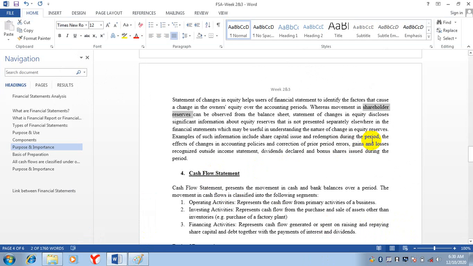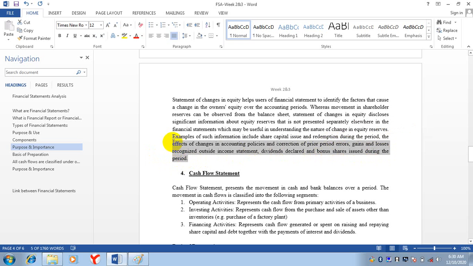So examples of such information include share capital issue and redemption during the period. Now this thing is not mentioned in the balance sheet. Share capital issued and redemption during the period. The effects of changes in accounting policy. This thing is not mentioned in the balance sheet. Correction of prior period errors. Gains and losses recognized outside the income statement. These things are not mentioned. Dividends declared and bonus shares issued during the period.